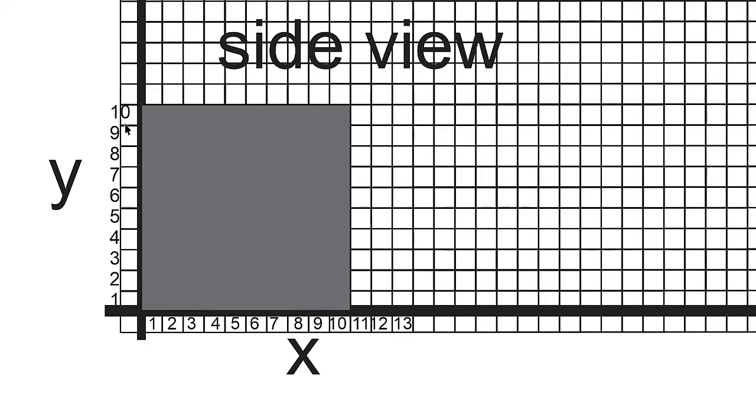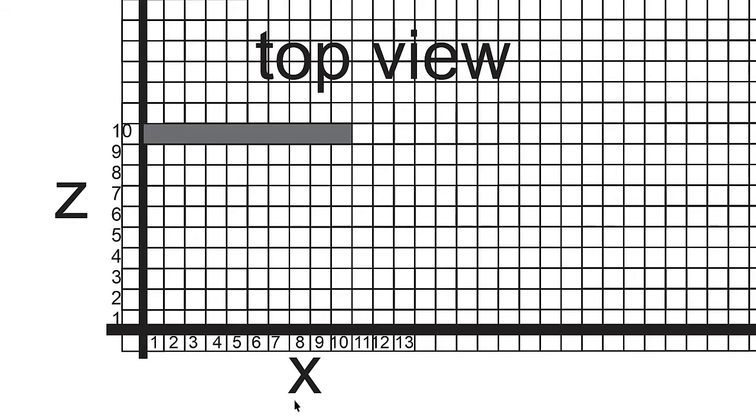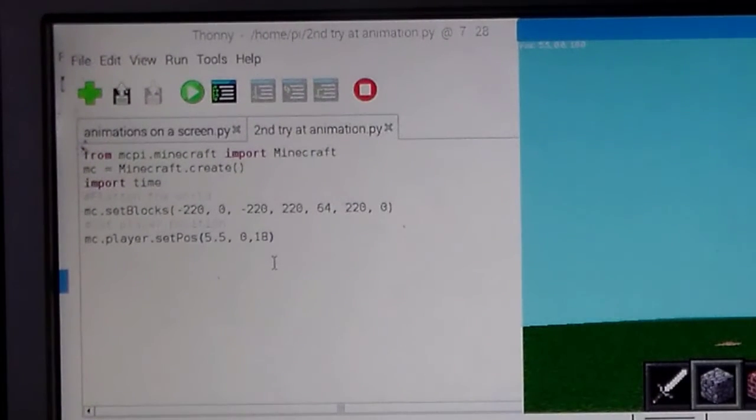And if we switch to the top view, notice that if this is just X and Z, the Z is constantly going to be 10. We have to remember that for the next several videos, that Z is always going to be 10 whenever we're making an animation on a screen.